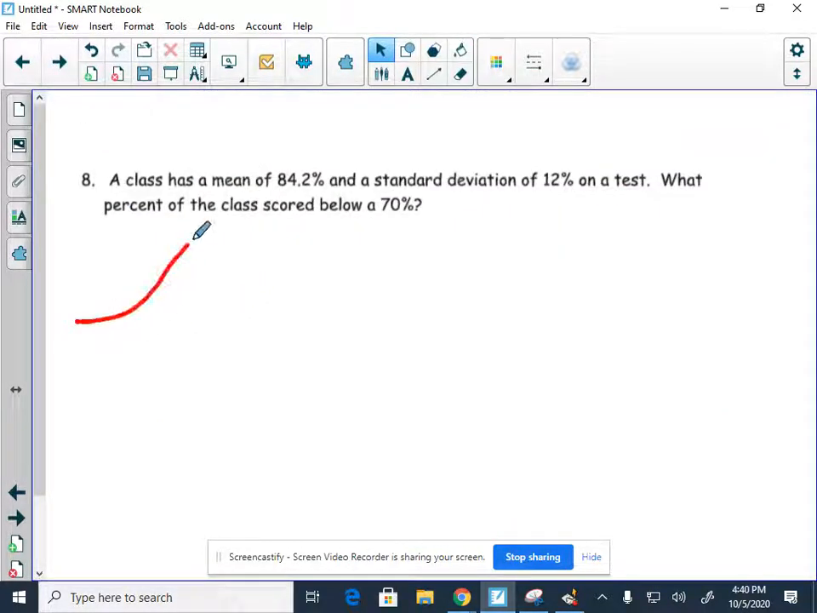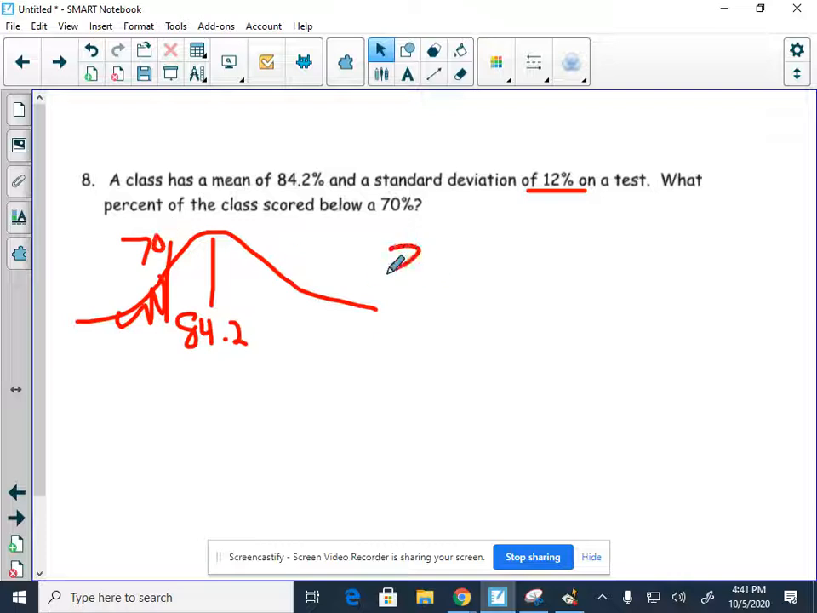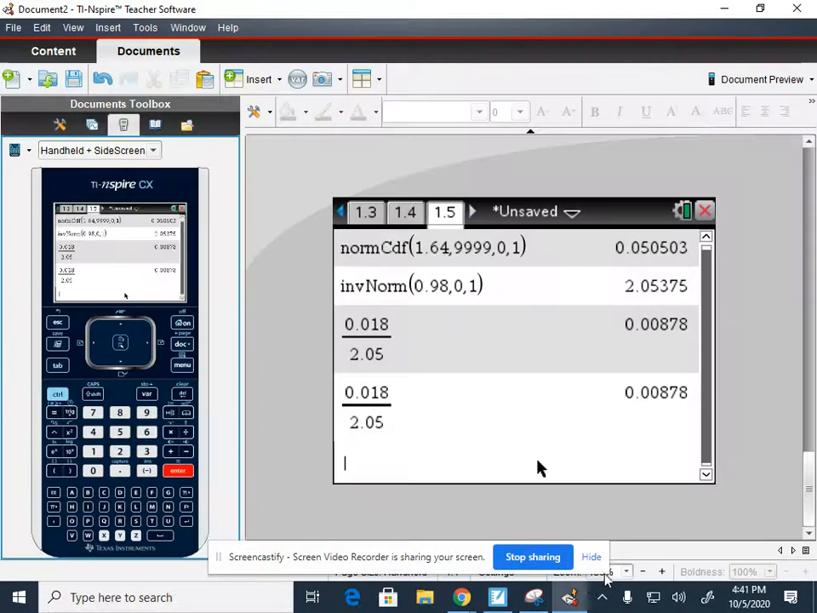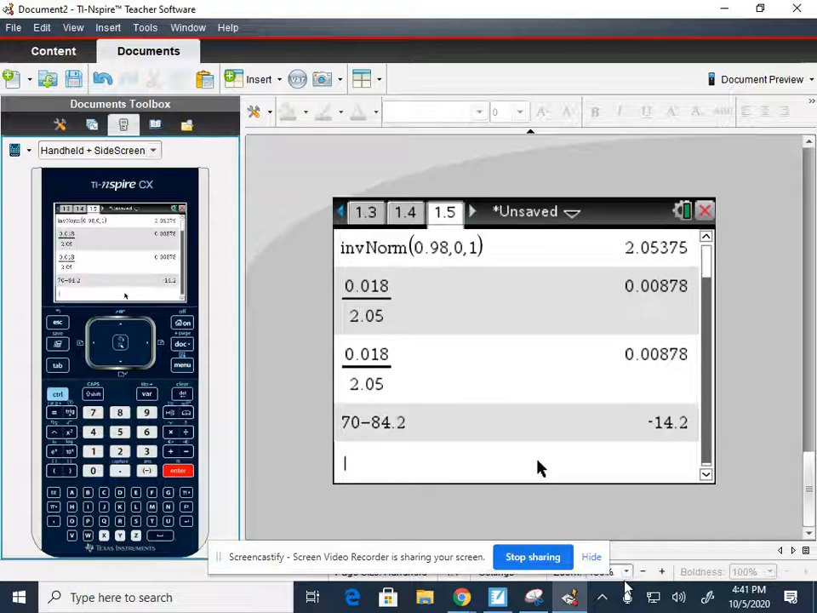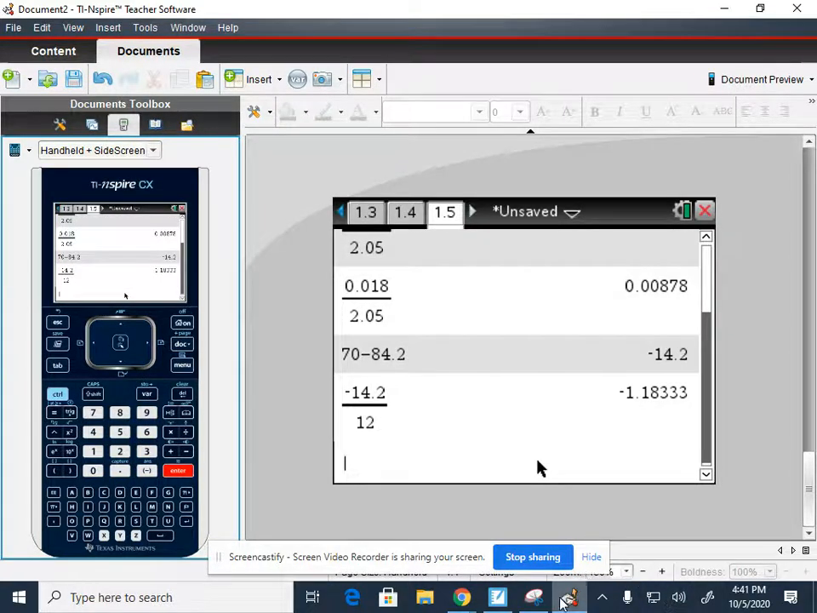Okay, last one. Now these are percentages, but just because they're percentages, that doesn't mean you're automatically doing an inverse norm. The mean of the test is 84.2. The standard deviation is 12%. What percent scored below 70? So this one, it's deceptive because this one is a normal CDF. It's just taking the value of 70, treating it like a number, subtracting 84.2, dividing by 12, finding that z-score. That z-score is negative 1.18.